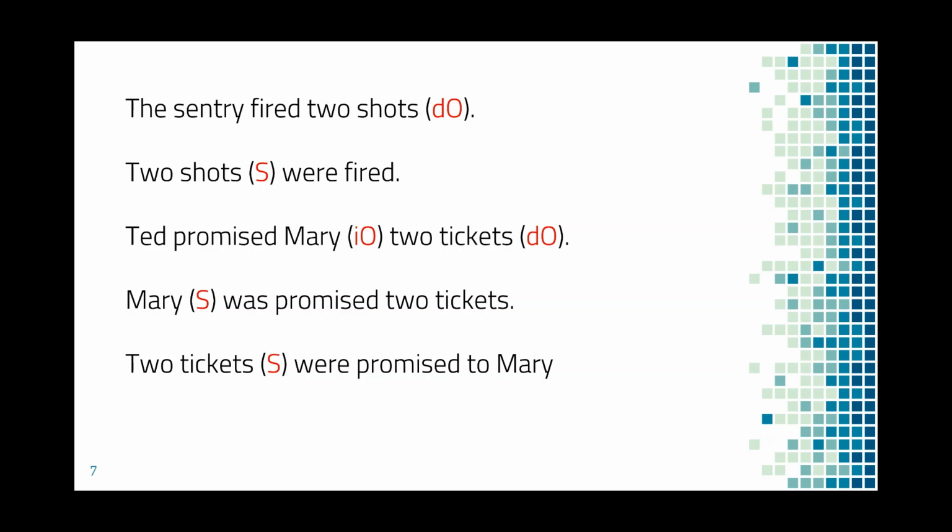This phrase is considered a direct object. Now, if we were to make it passive, one possible sentence can be like this one: Mary was promised 2 tickets. And also, 2 tickets were promised to Mary. Now, the subjects in the last 2 examples, Mary and 2 tickets, because these are passive sentences, correspond to the direct object and indirect object in the previous sentence, which is Ted promised Mary 2 tickets.